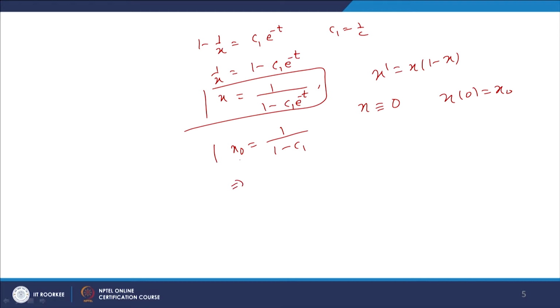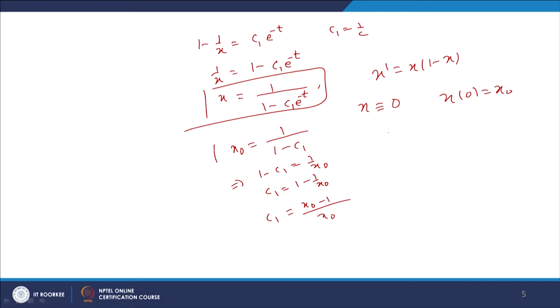Okay. So, C1 will be what? 1 minus C1 equal to 1 upon x naught. So, C1 equal to 1 minus 1 upon x naught, which we can write as x naught minus 1 upon x naught. So, you can use this relation for C1. It means that we are assuming that x naught is non-zero, otherwise we have to use some other equation. Okay. So, the initial condition is like this.